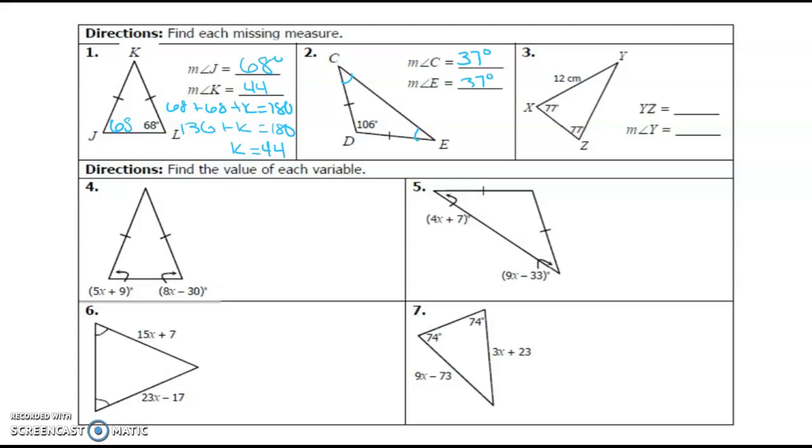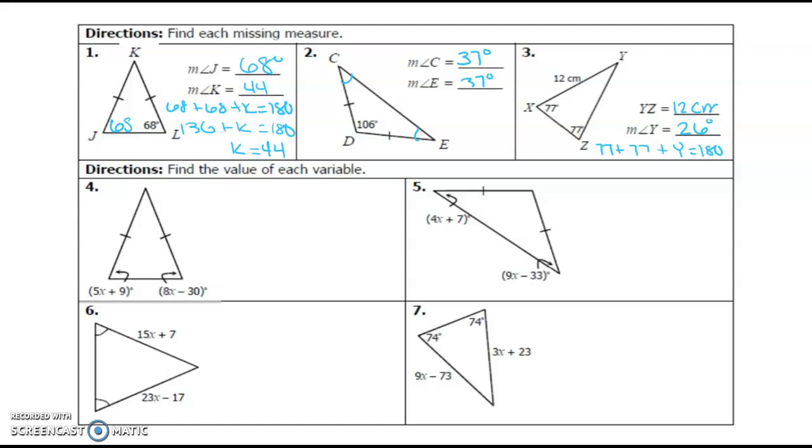All right, so hopefully you paused the video and you found that YZ is 12 centimeters. And then in order to find the angle of Y, I just added up 77 plus 77 plus Y equals 180 and solved for Y, and I got 26 degrees. All right, so let's step it up a notch.